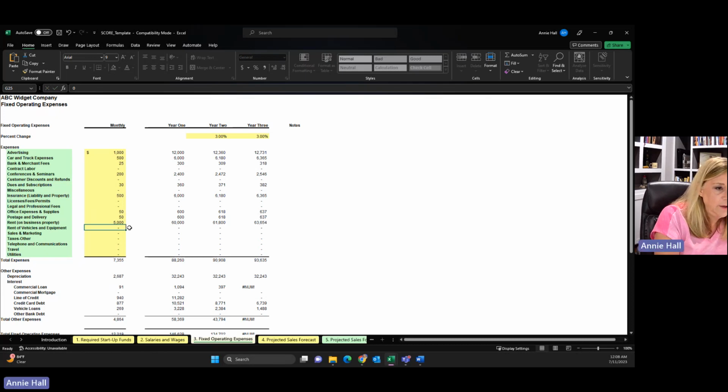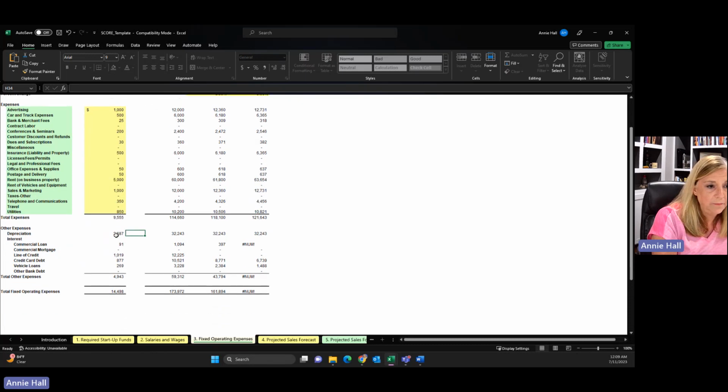Rent of vehicles and equipment. We purchased our equipment. Sales and marketing expenses. We have $1,000 for advertising. Let's just put another $1,000 here. And then any other taxes you need to pay, and then your telephone and your internet and all of that. I'm making up numbers. If you're going to do any travel and any utilities. So now you can see that I have figured out $9,555 a month in fixed operating expenses.